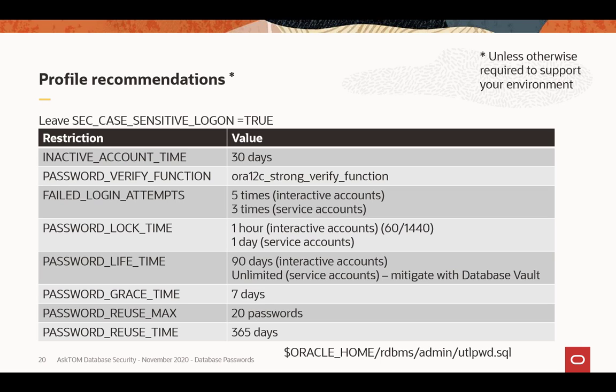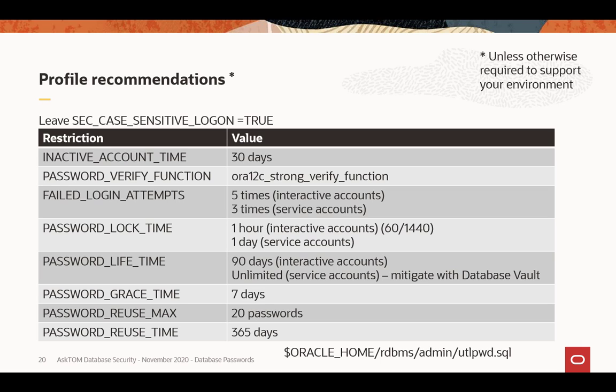For password lock time, for human users, I will normally set it to 1 hour. Now, the unit of measurement for password lock time is days, but there are 1,440 minutes in a day, so I can do 60 over 1440, or I can reduce that fraction if I want to. That will lock it for 1 hour. For service accounts, I'll do 1 day because I don't really want people using service accounts. And if they are doing it, I want that just to absolutely not be allowed. The idea behind password lock time is to slow down a brute force attack.